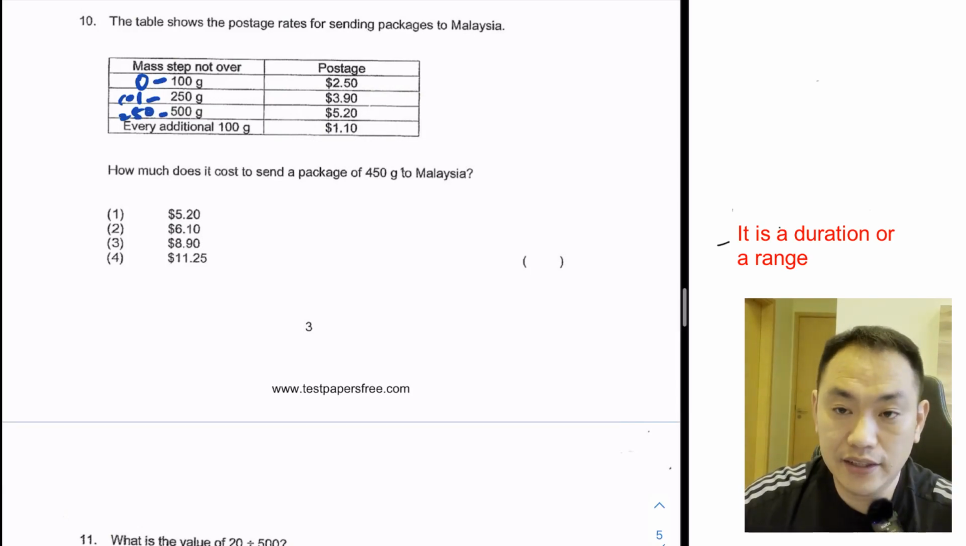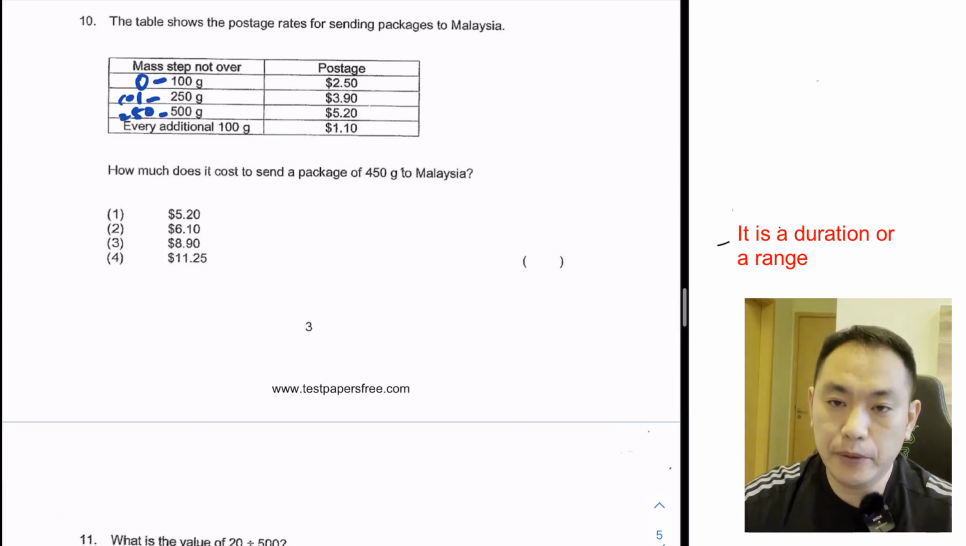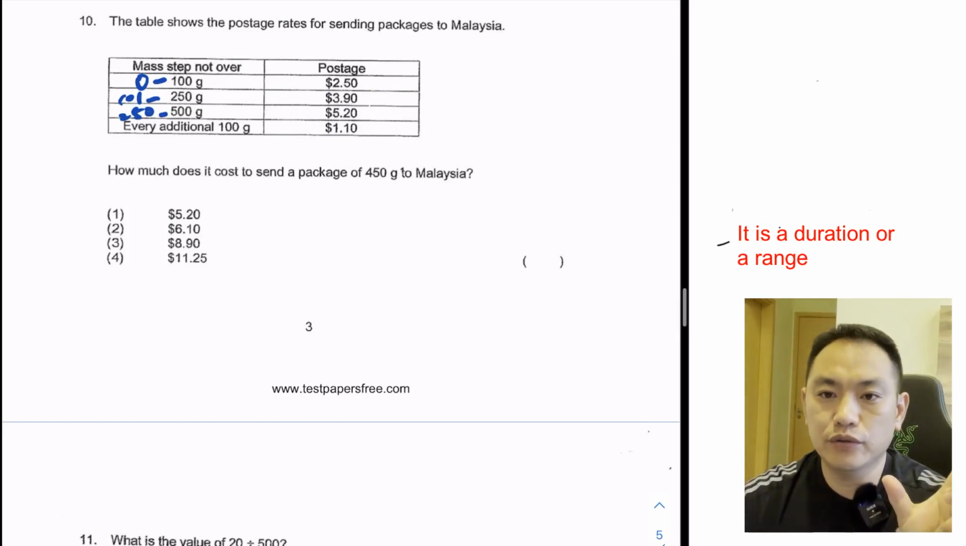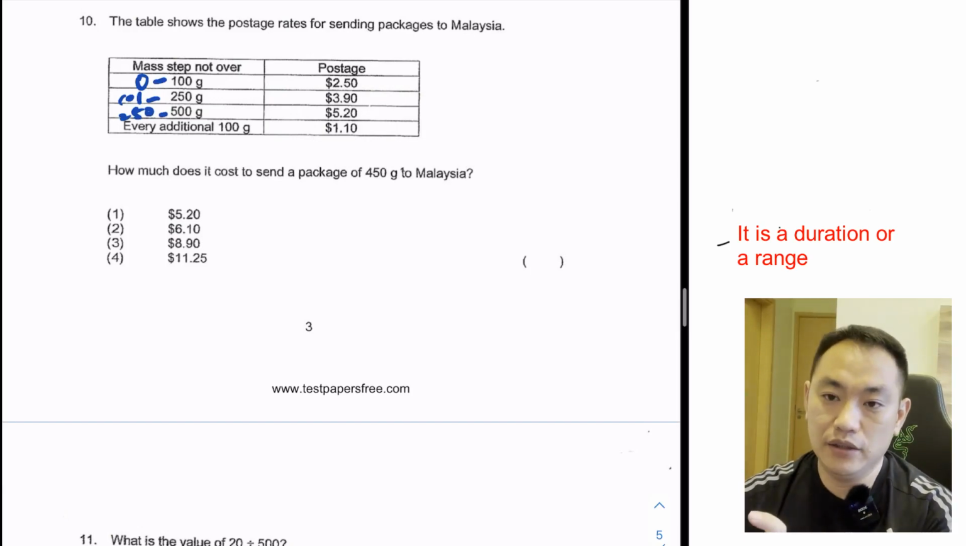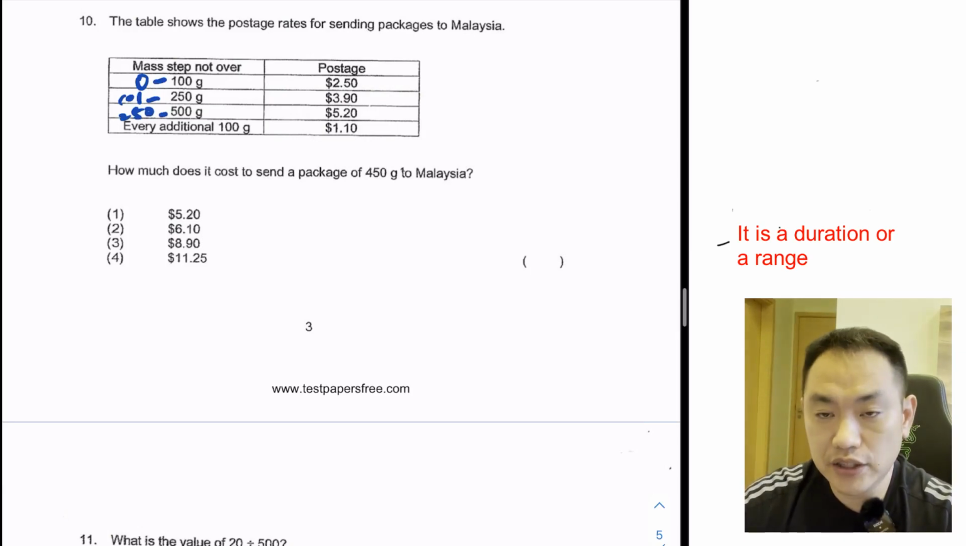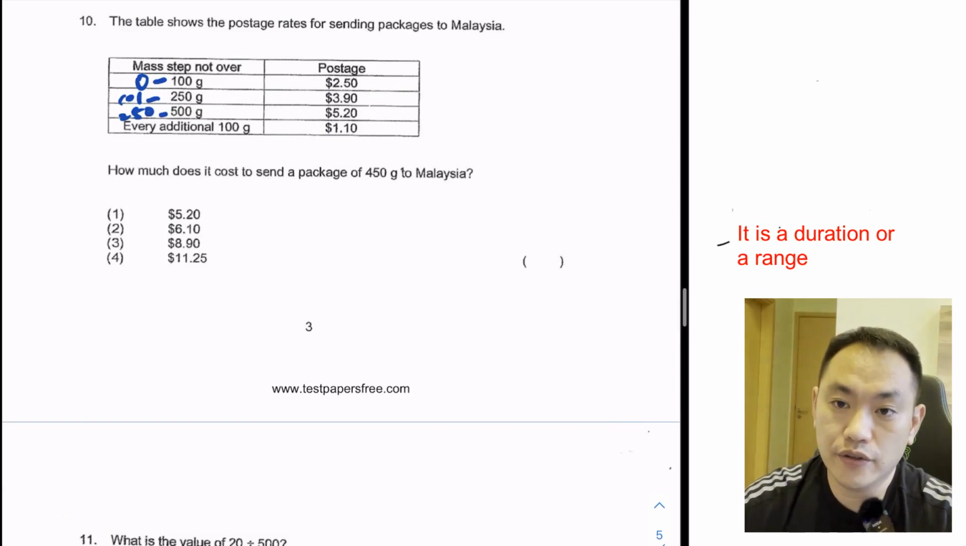Okay. And the other thing is also a duration. So for example, if you are sending anything of 50 gram, which is under 100 gram, no matter if it's 50 gram or 60 or 70 gram, as long as it's below 100 gram, you need to pay 2.5. So they don't charge you by gram. How you need to read this is, whatever you want to send, you need to check under which duration it falls, and then you can check what should be the right postage you need to pay. Okay, so now the question is, how much does it cost to send a package of 450 grams?